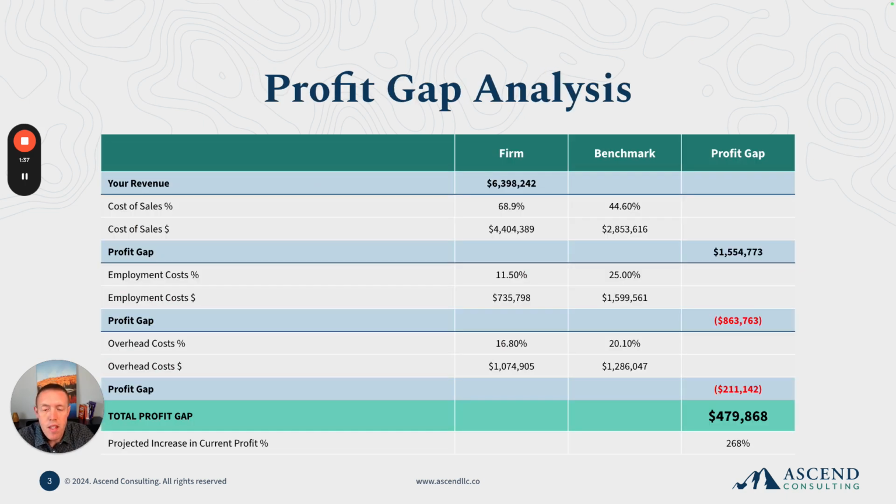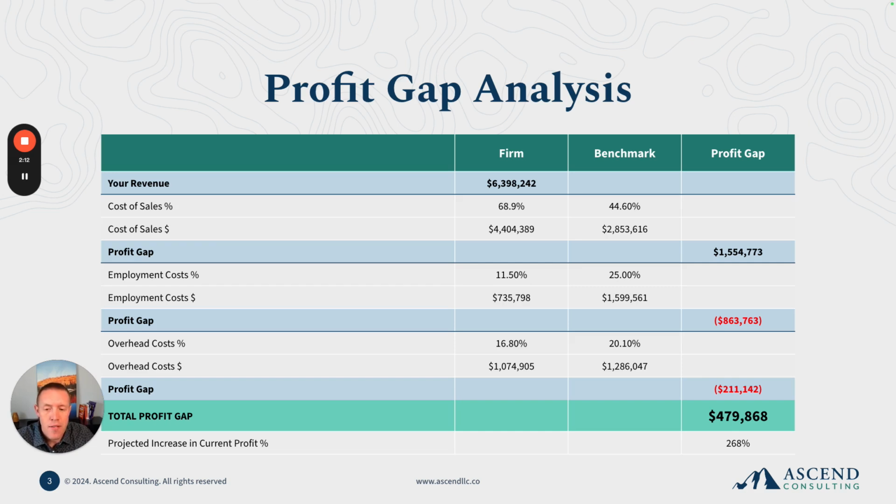As we get into the actual profit gap analysis, we say, if you adjusted your cost of sales to the benchmark amount, so if you went from 68.9 to 44.6, that would produce an extra $1,554,773 of profit. And then as we go to the employment side, we know employment was low. So bringing that in line, which would be increasing it a lot, would decrease profit by $863,000.